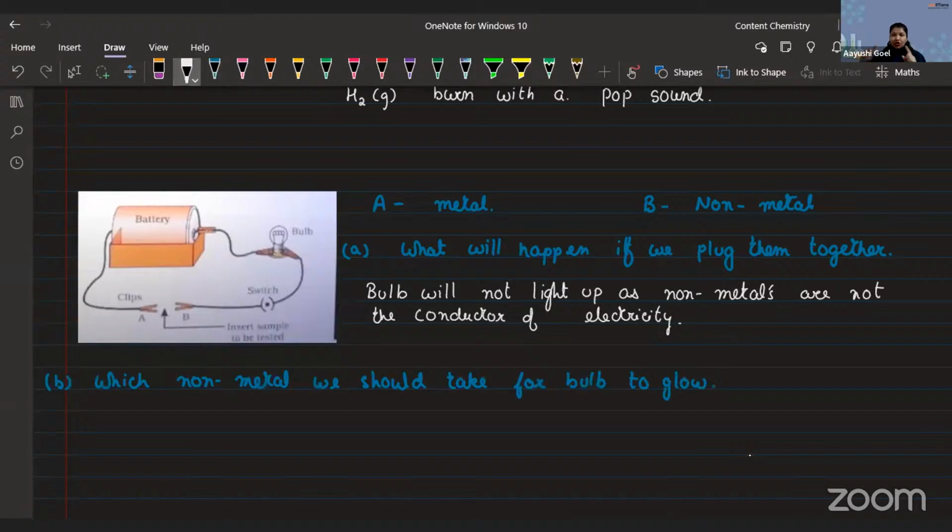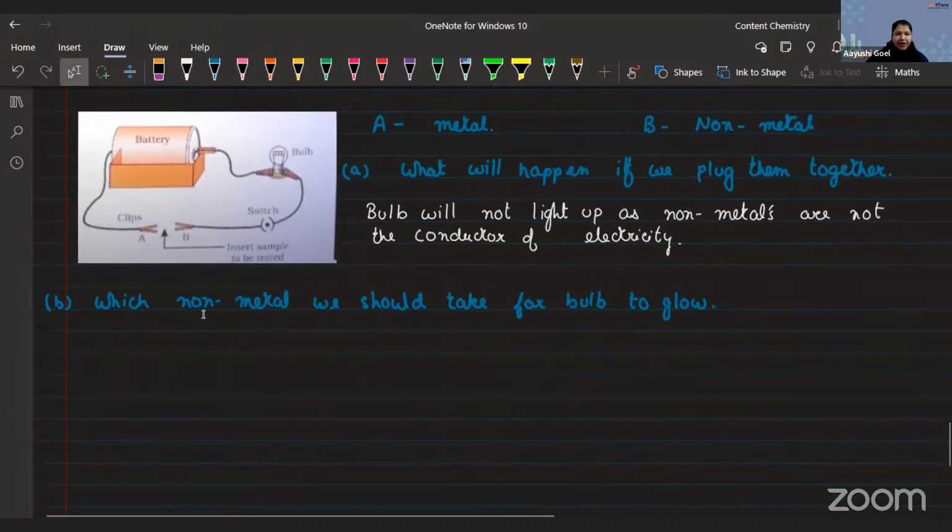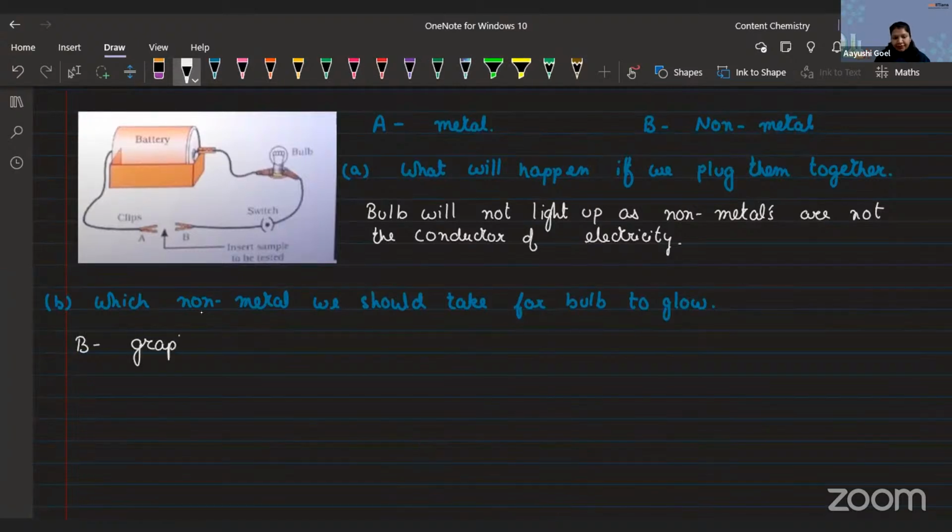Now this is actually from our carbon and its compounds chapter. In carbon compounds, we have learned that graphite is one of the allotropes of carbon, which has the capacity to conduct electricity. So here we can go with that answer. Absolutely correct, Bhavya. So B should be graphite, which is an allotrope of carbon.